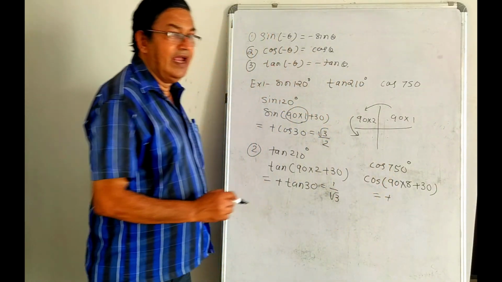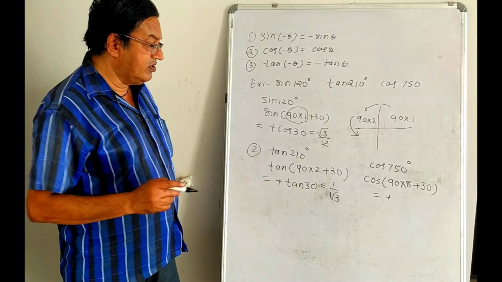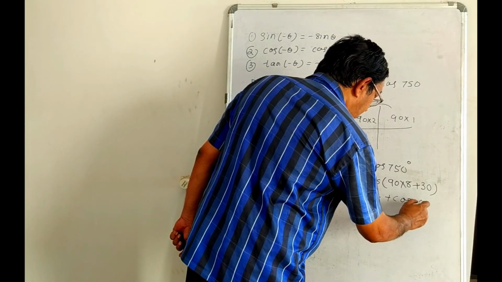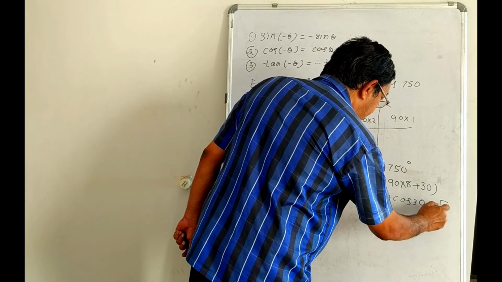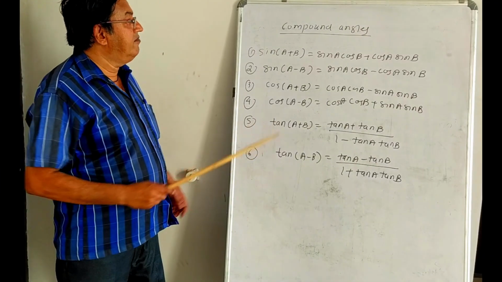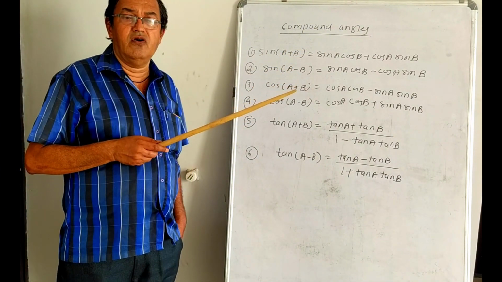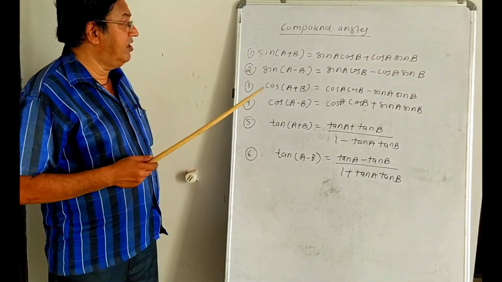Now what about 8? It is an even multiple. So cos remains cos. Again it becomes cos 30. Then what is the value of cos 30? Root 3 by 2. Next we come to compound angle formulas, which are also called addition angle formulas.